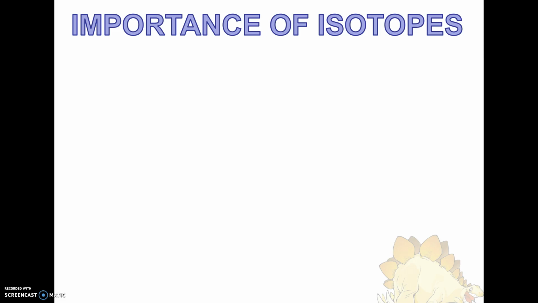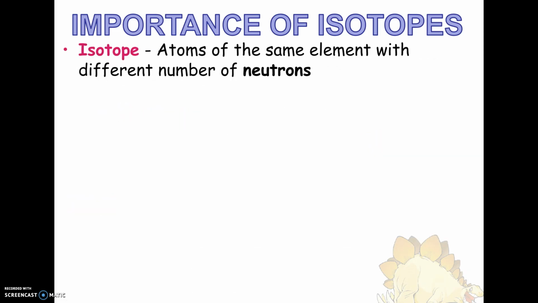All right, in chemistry, you would have talked about isotopes, and here's your actual definition. An isotope is an atom that has the same number of protons, same element, but a different number of neutrons. And most elements have multiple isotopes in nature. The example we've been using is carbon. Carbon has carbon-12, carbon-13, and carbon-14.